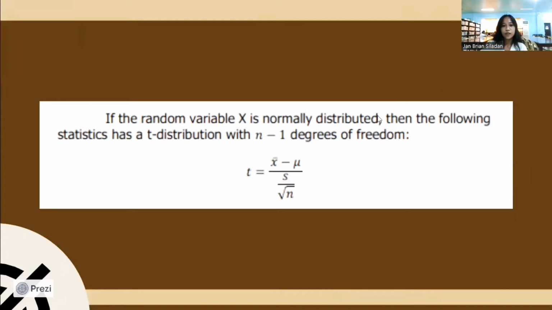If the variable x is normally distributed, then the following statistic has a t-distribution with n minus 1 degrees of freedom. The formula is t equals the sample mean minus the population mean over s over the square root of n.